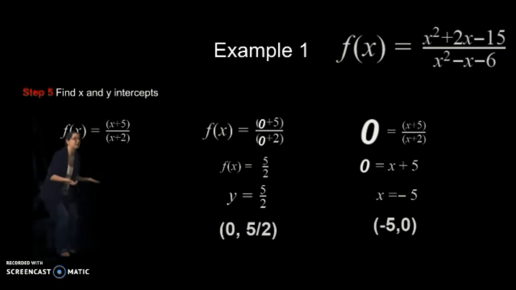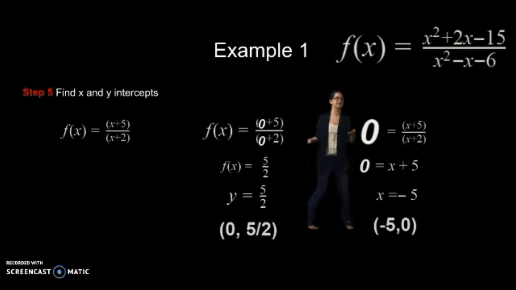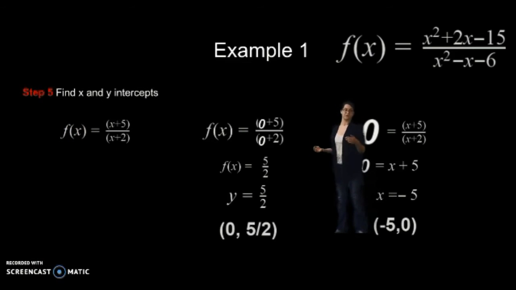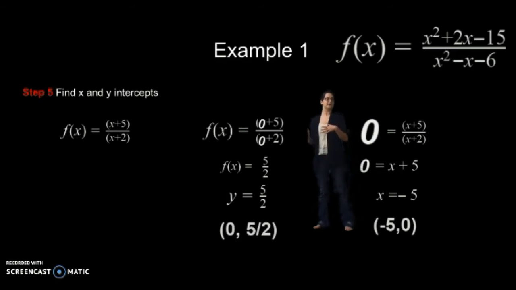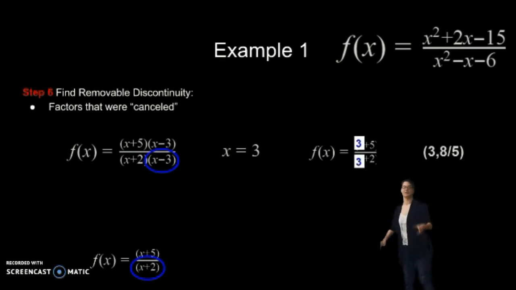To find the y-intercept, simply substitute 0 for x into the simplified fraction. You will get y equals 5/2, so the y-intercept is (0, 5/2). Now, set the equation equal to 0 to find the x-intercepts. You can now do some cross multiplication and find out that x equals -5, so the x-intercept is (-5, 0). You can find your hole by taking the removed factor x minus 3, setting it equal to 0, and solving. So the x value for your removable discontinuity is 3.